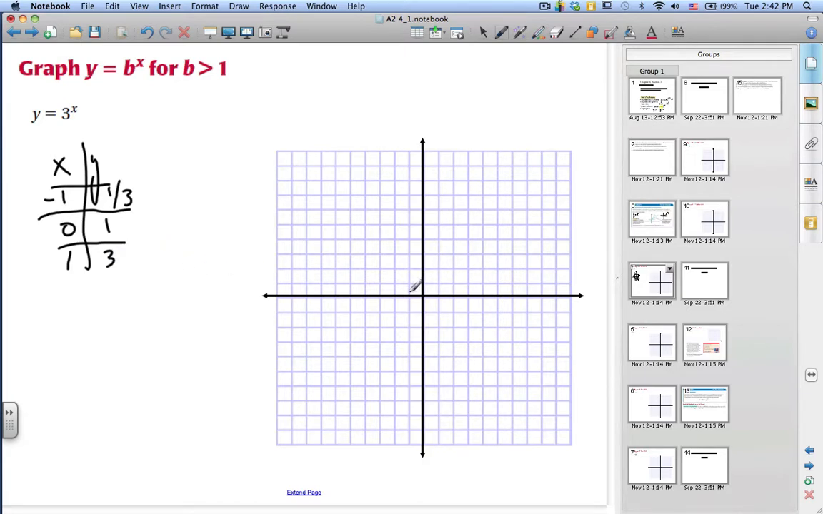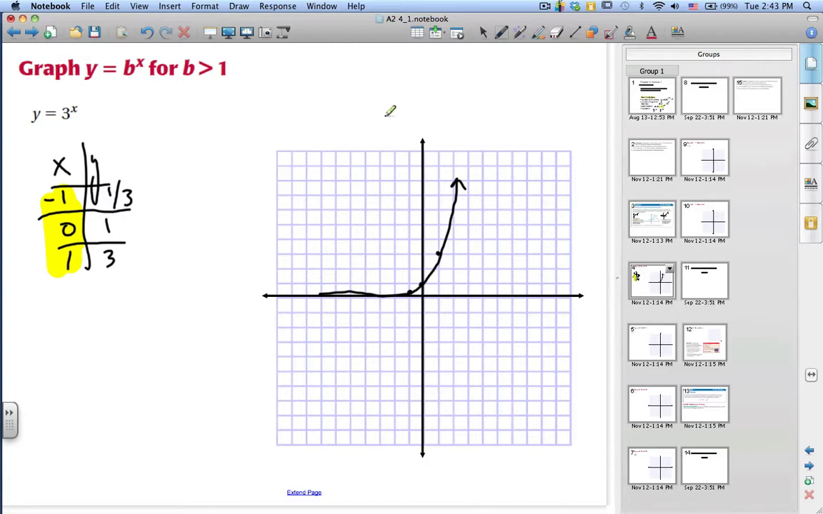So I'd be at 1/3 here, 1, 1, 2, 3 here, and I can tell that my graph comes in very flat, passes through these 3 points, and goes out very steep. Okay, so that's pretty straightforward. Negative 1, 0, and 1 are going to be very good inputs for you for graphing exponential growth and for exponential decay.